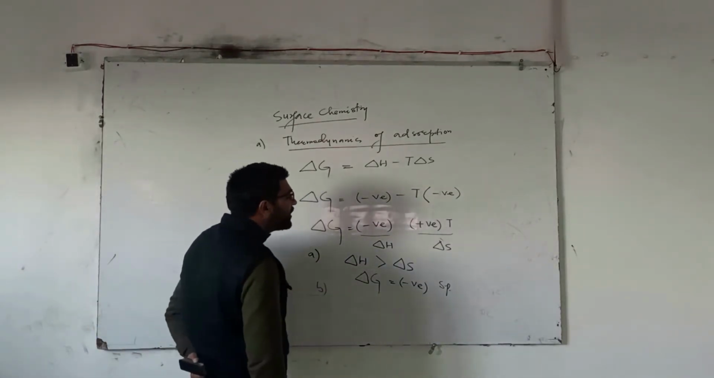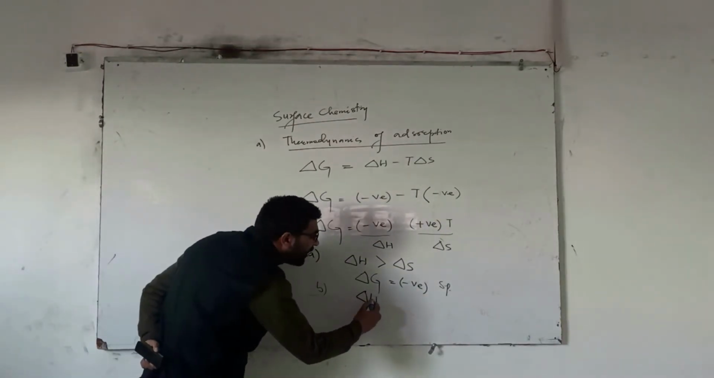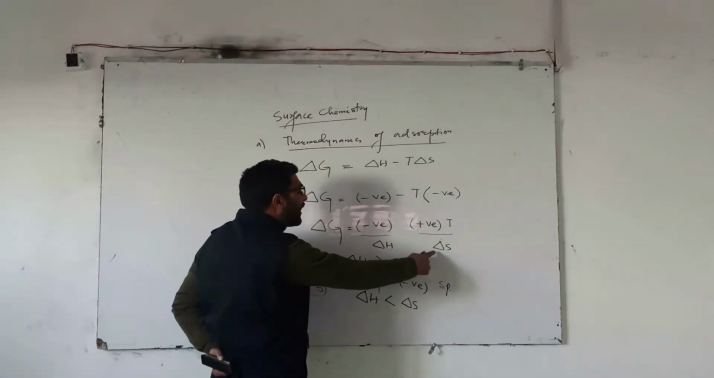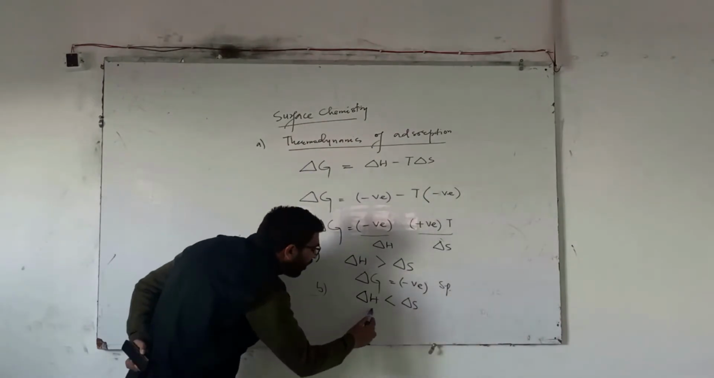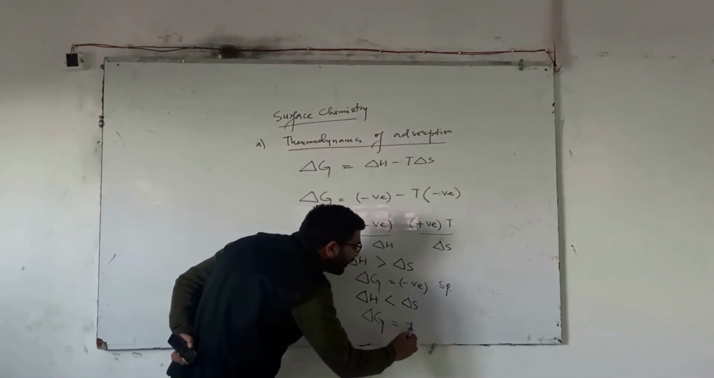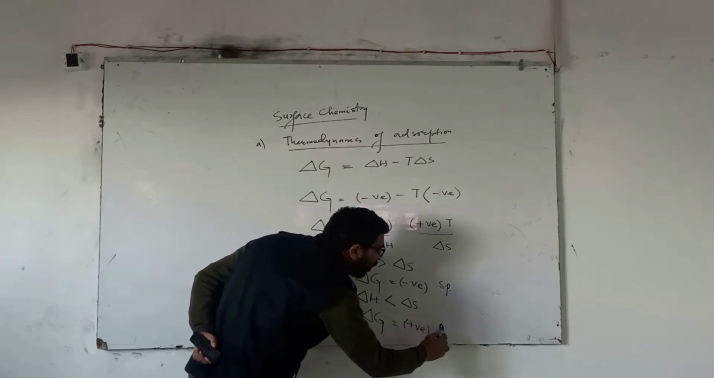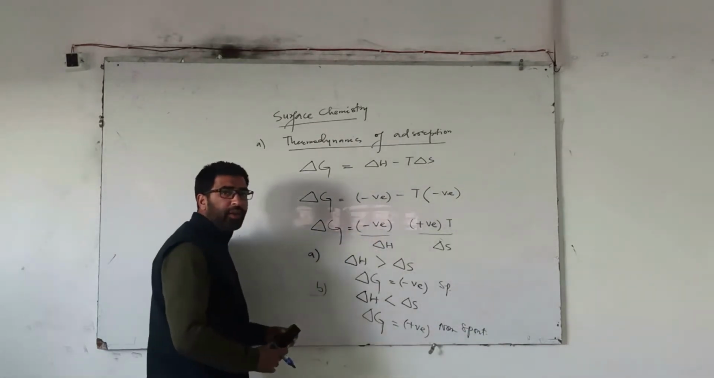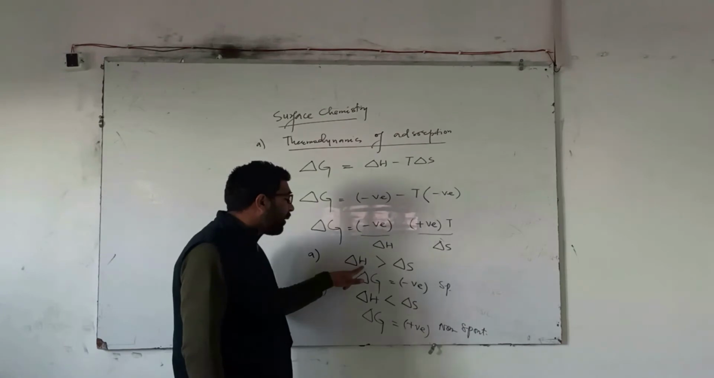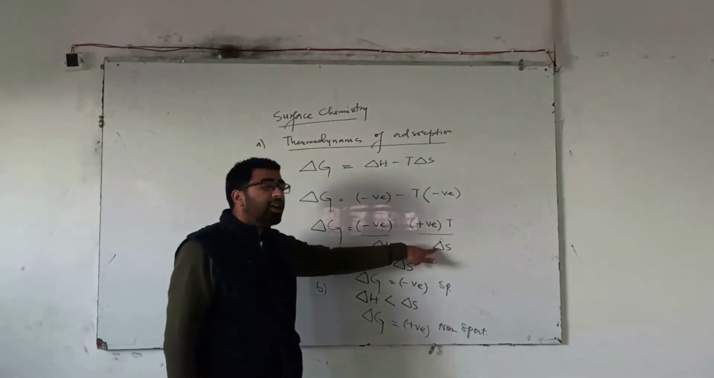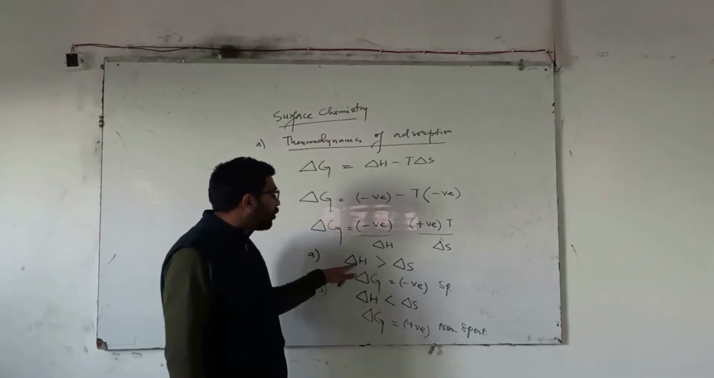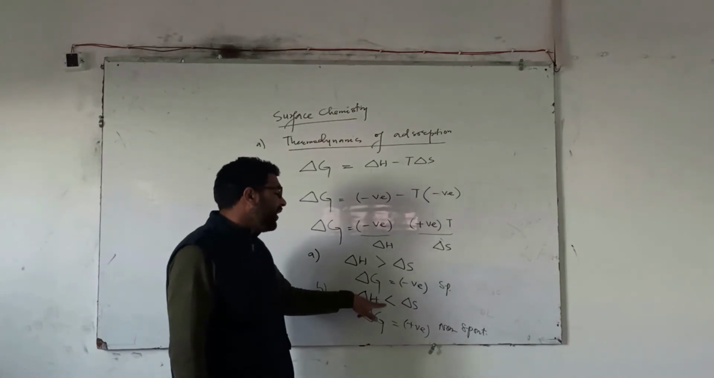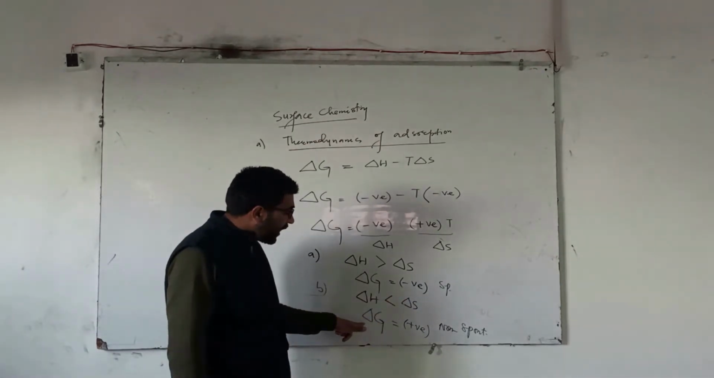The second concept arises if the magnitude of delta H is less than the magnitude of delta S. That means if delta S is greater than delta H, then delta G will come out to be positive. That means the process is non-spontaneous. Let me repeat the point. If the magnitude of delta H is greater than that of delta S, then delta G will come out negative, meaning the process is spontaneous. The second point: if delta H is less than delta S, then delta G will be positive.